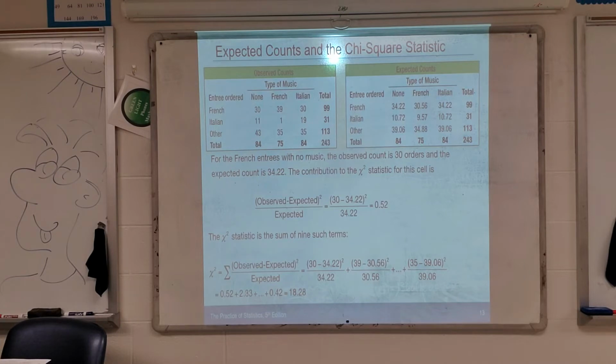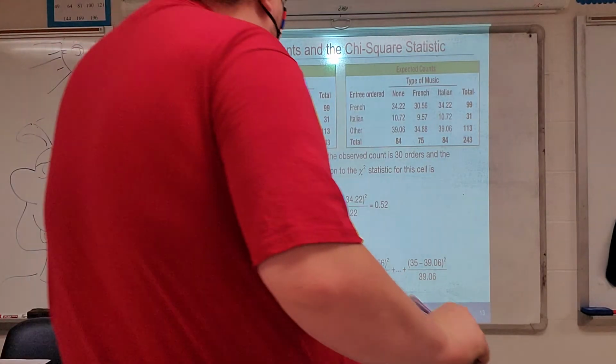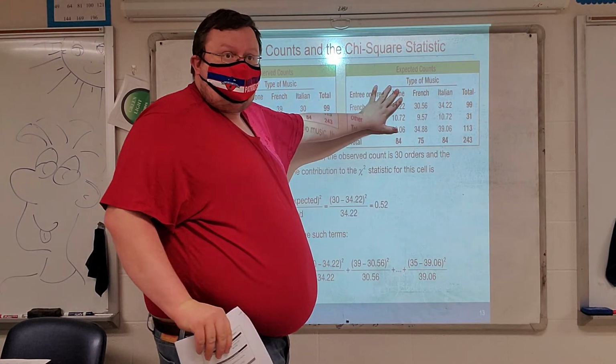Okay, yeah, let's do that right now. All right, so I'm going to show you how we can do this a little bit easier. Keep your paper on this slide right here. We need these 2 things right here. We need to be able to see these 2 tables for what we're about to do on the calculator.